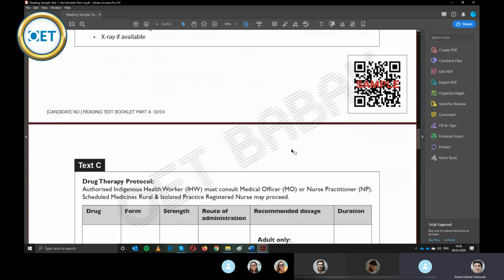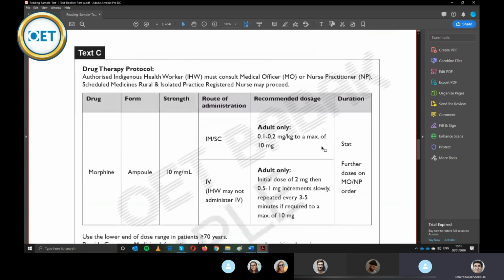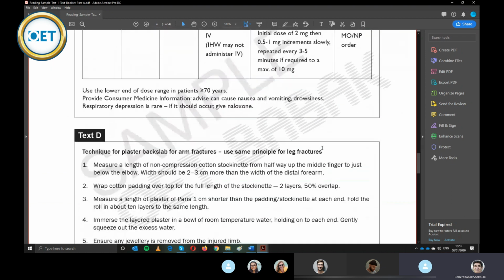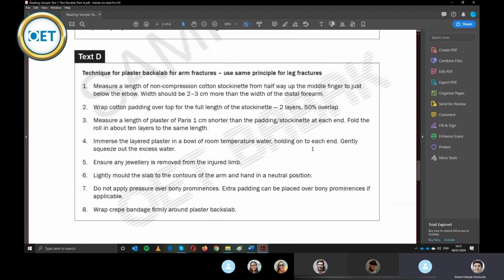Sometimes we need to read a little bit more closely. Like here, we have to read and see, okay, cotton padding. So I had to read to find where cotton padding needs to be put.